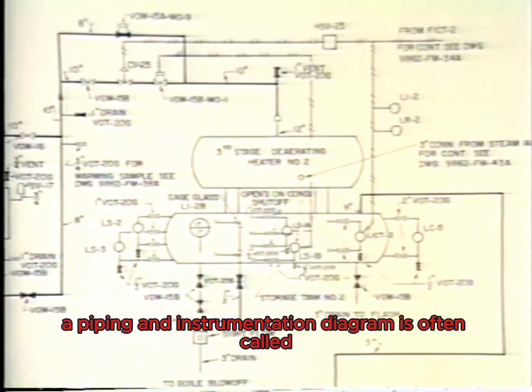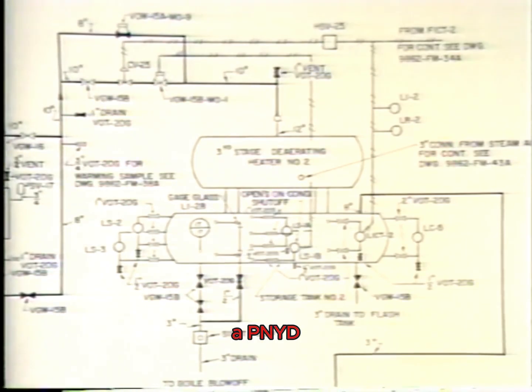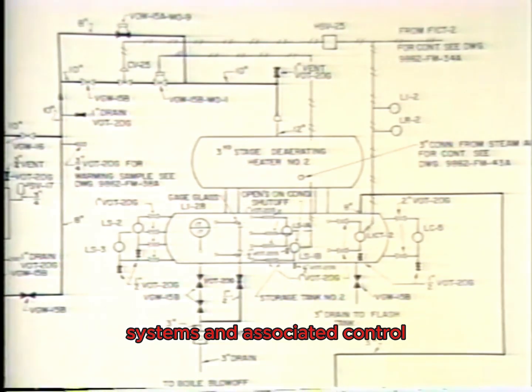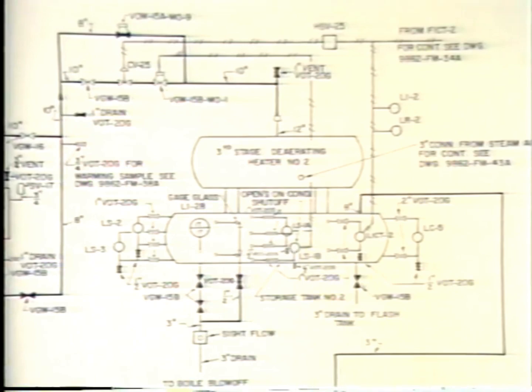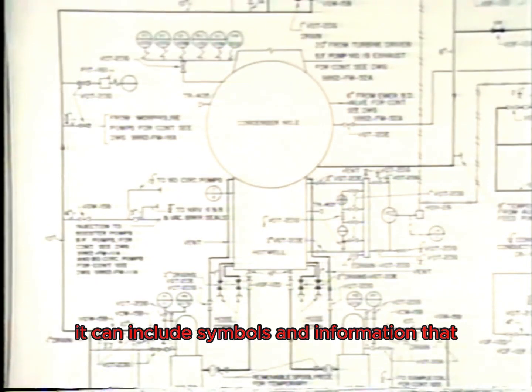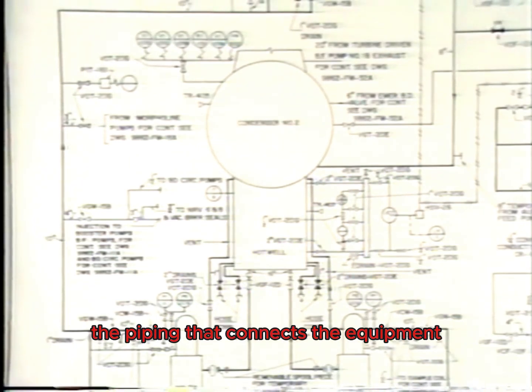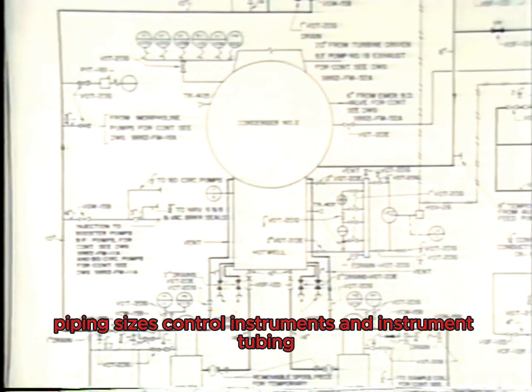A piping and instrumentation diagram is often called a P&ID. As you may know, a P&ID is a fairly detailed diagram of the process systems and associated control systems in a plant. It can include symbols and information that allow you to identify major pieces of equipment, the piping that connects the equipment, piping sizes, control instruments, and instrument tubing.